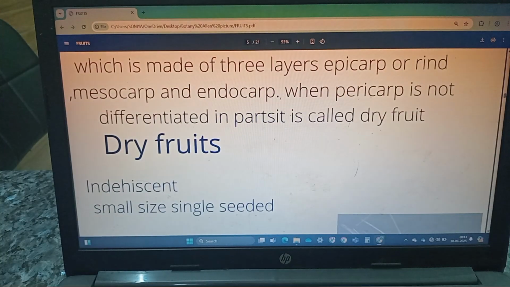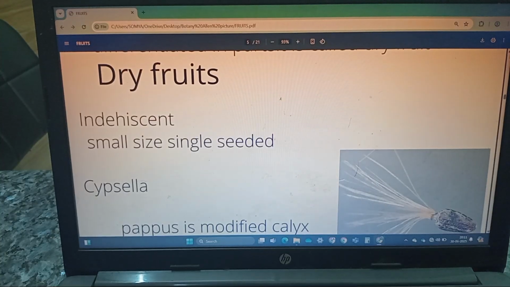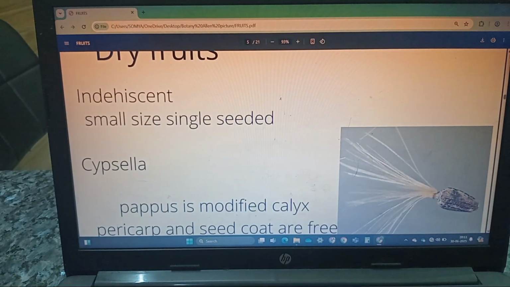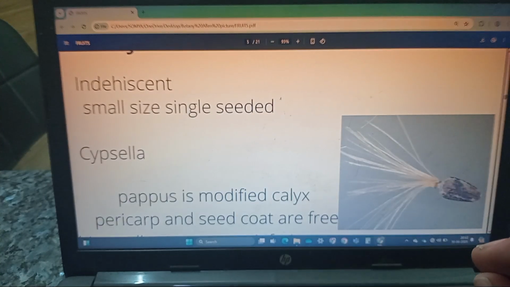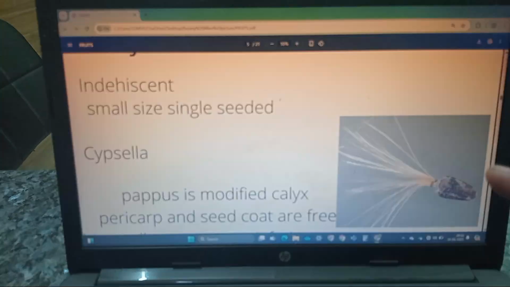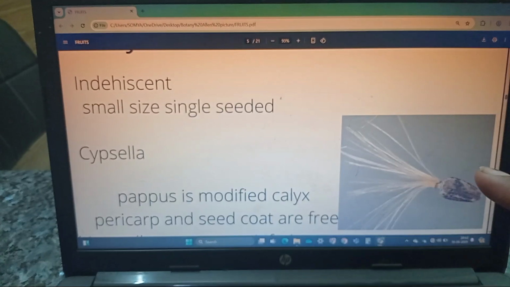Then these were the fleshy fruits. Now are the dry fruits. In case of dry fruit, there is the pericarp and the seed wall. They are combined to each other. So the pericarp is not differentiated into epicarp, mesocarp, endocarp. So there will be three types of these dry fruits. One in which the pericarp will dehisce to release the seeds at dispersal.